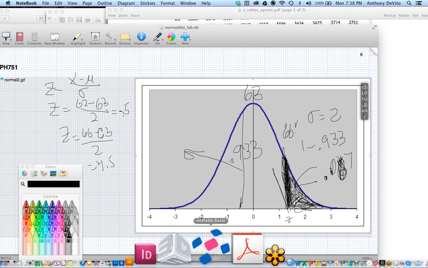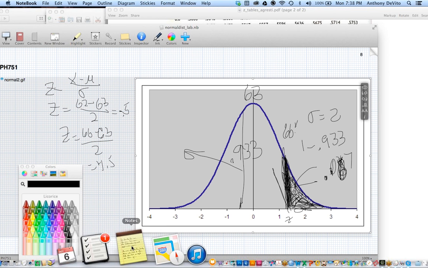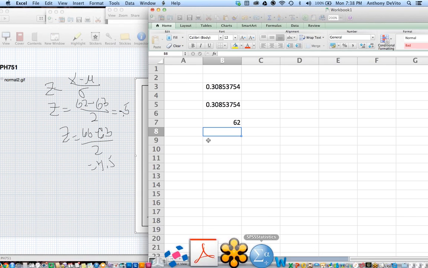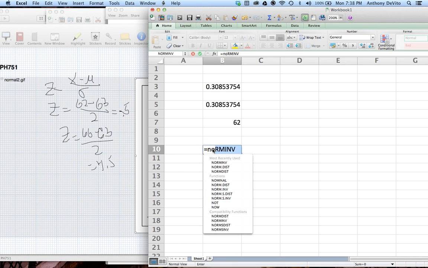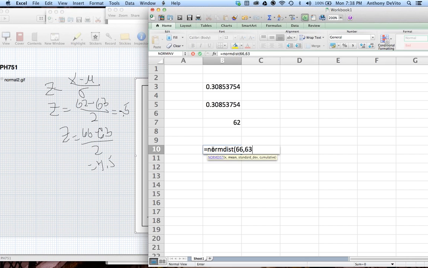And if you were going to do it in Excel, to find that area, let's find Excel again. It's going to be equal to NORM.DIST, parentheses, the value was 66, the mean was 63, comma, standard deviation was 2, cumulative is true, gives us that whole area to the left of 66. The area to the left of 66 comes out to be 0.933, and the value we're actually looking for is the area above that, so it's going to be 1 minus 0.933, or 0.067, which we estimated.